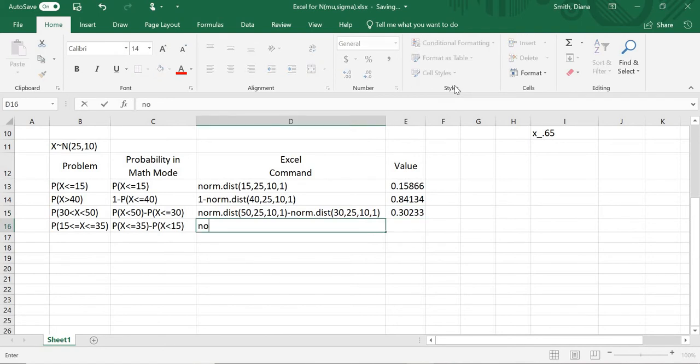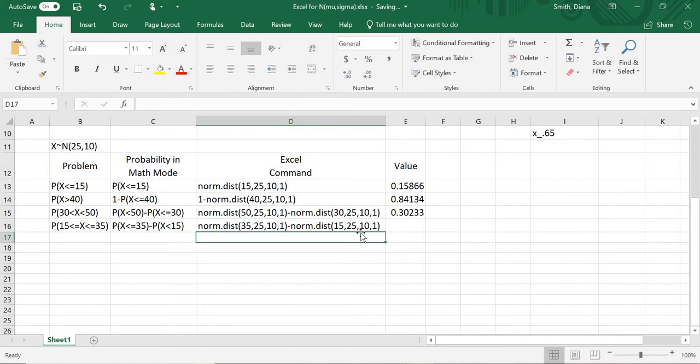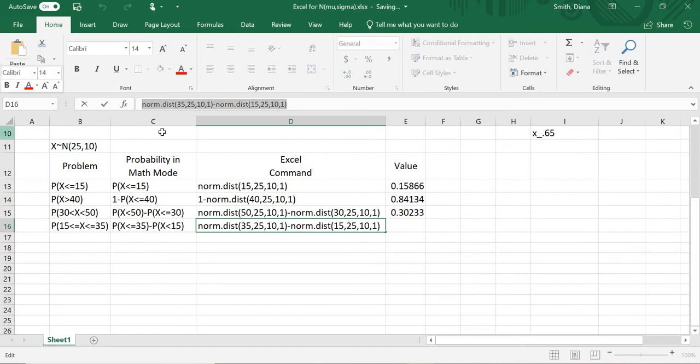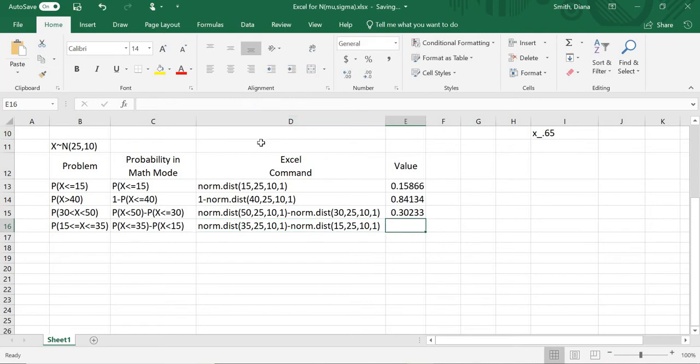And then for the last one, I'm going to make this a little faster. I'm just going to copy and paste this, and then change my x values. So my first one is a 35, my second one is a 15. And again, I'm going to copy and paste it, but with an equal sign in front. So we get about 68%. Okay, so this is how you would use the normal distribution finding probabilities.